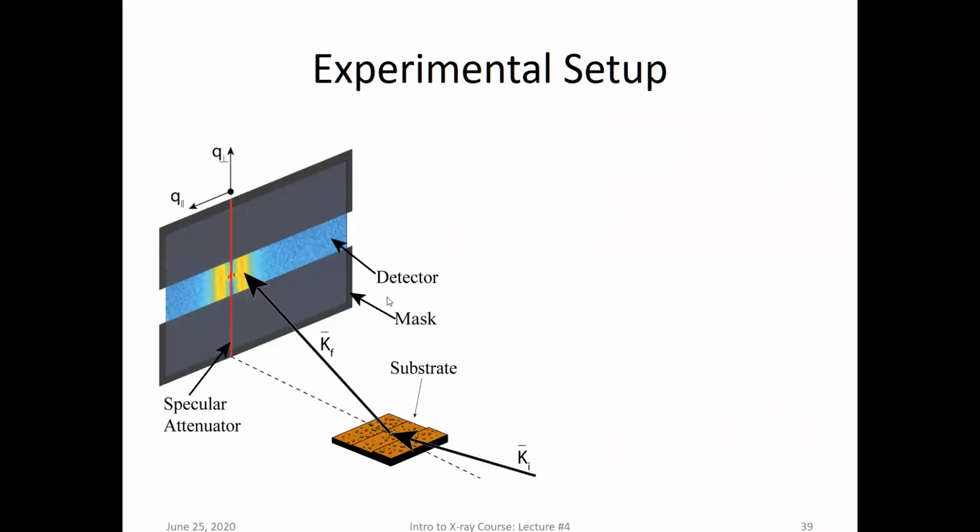So here's the way our experiment actually worked. This is the figure I thought I had earlier, sorry. I've got my sample down here, which has steps on it and islands. My X-ray comes in at some finite angle and comes out at another angle. I'll have an area detector out here. As I move up and down here, this is my specular truncation rod. In this case, we had to put an attenuator there so that we didn't damage the detector, and we put a mask over it, so I'm just looking at one value of the reflectivity.